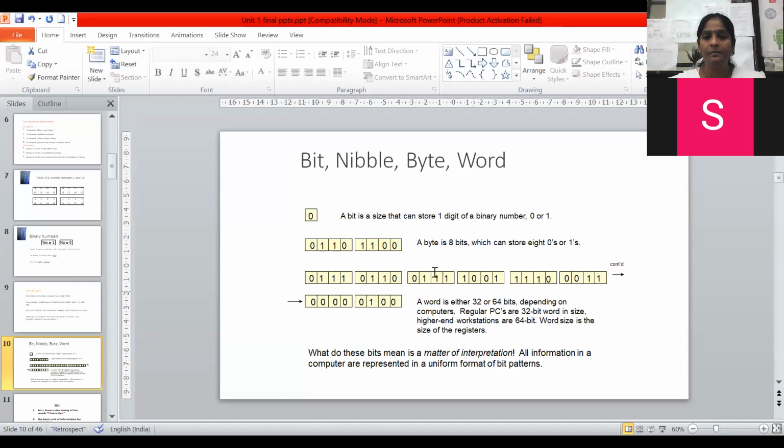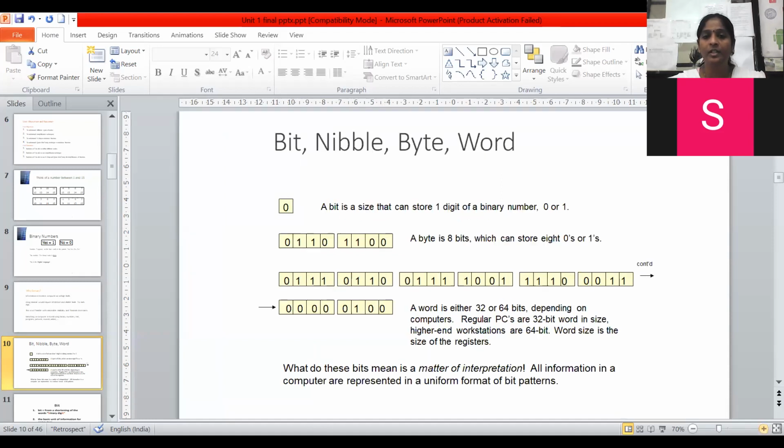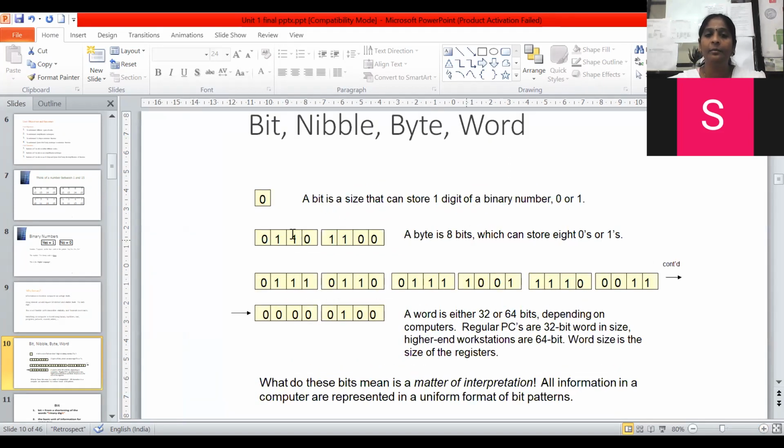Yes, ma'am. Okay. I will explain now what we mean by bit, nibble, byte and word. Here it is. Bit means only a single digit, 1 or 0. Then the next one is byte. Byte means if I consider 8 bits, that is a combination. That is called a byte. If I consider 4 bits, it will be called a nibble.